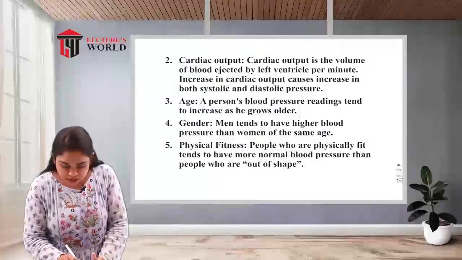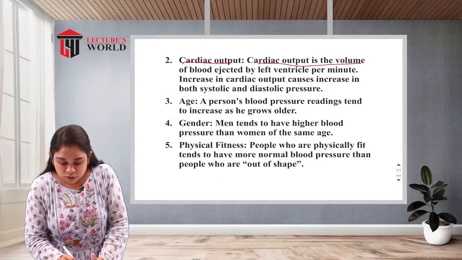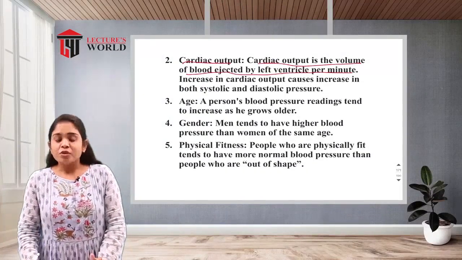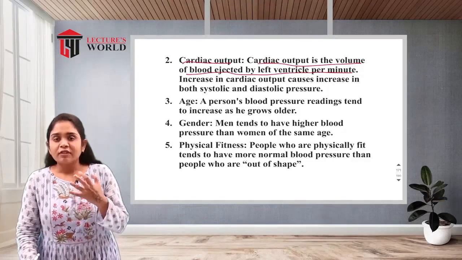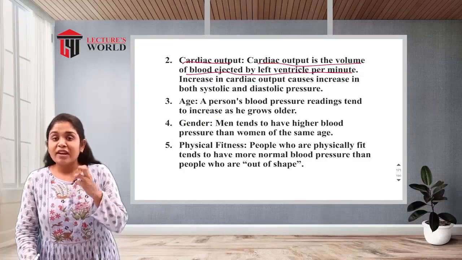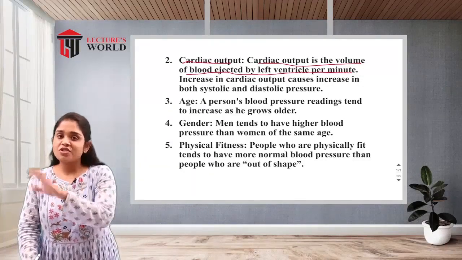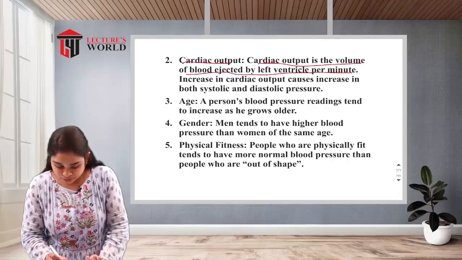Then after that, the cardiac output. What is that? Cardiac output is the volume of blood ejected by the left ventricle per minute. What it means is that the ventricle gets the blood, and per minute how much blood it is discharging into the aorta, that is known as the cardiac output.